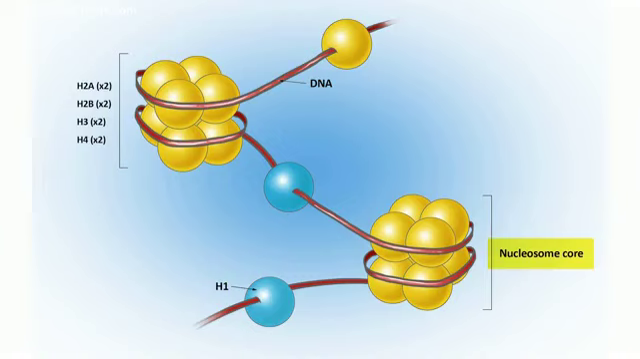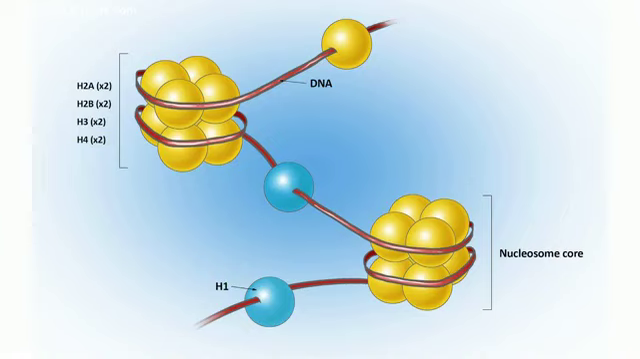And specifically, the core histones are histone 2A, histone 2B, histone 3, and histone 4. And you get 2 of each of those for a total of 8 histones in the core. Now, those histone proteins consist of a lot of lysine and arginine, which makes the histones positively charged. And that positive charge makes it pretty easy for the histones to associate with DNA, which is negatively charged.